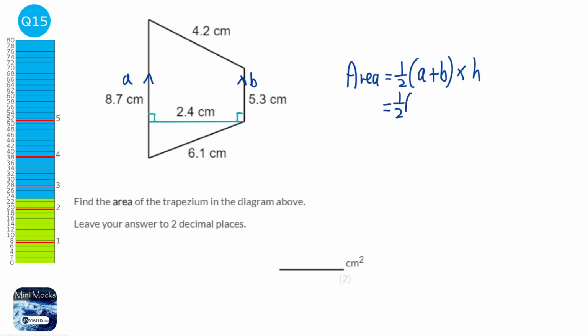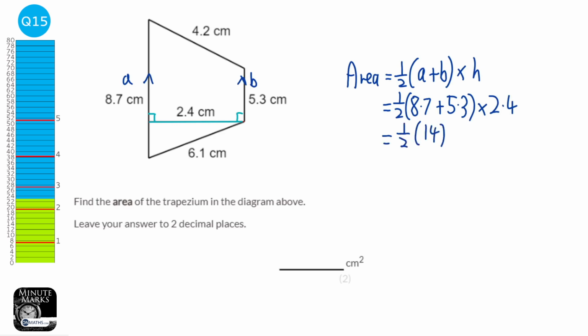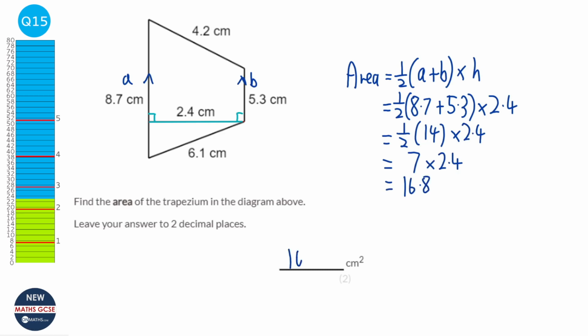So it's going to be half times A, which is 8.7, plus B, which is 5.3, and then times that by the height, which is 2.4. That's going to be half times 14 times 2.4. That's going to be 7 times 2.4. And then that will be 16.8. All the units in the diagram are in centimetres, so our area will be centimetres squared.